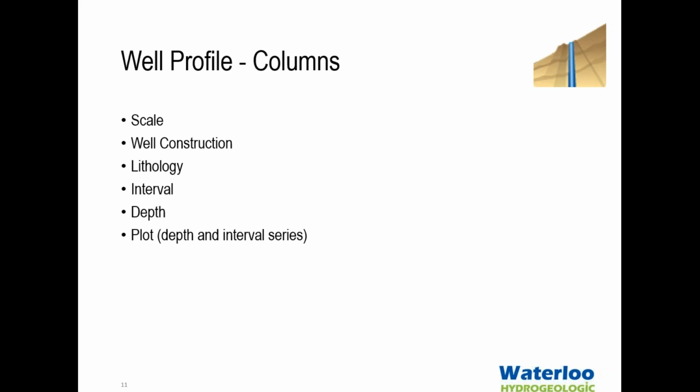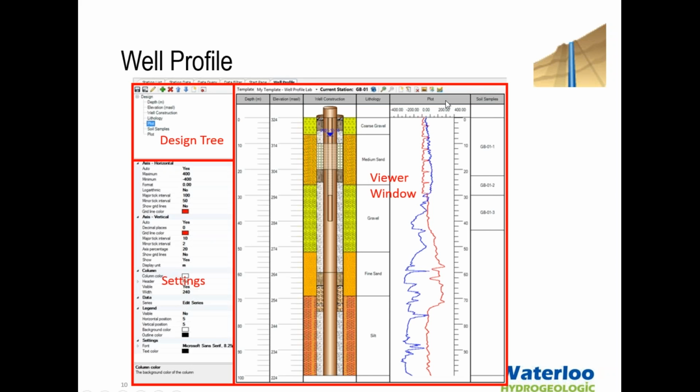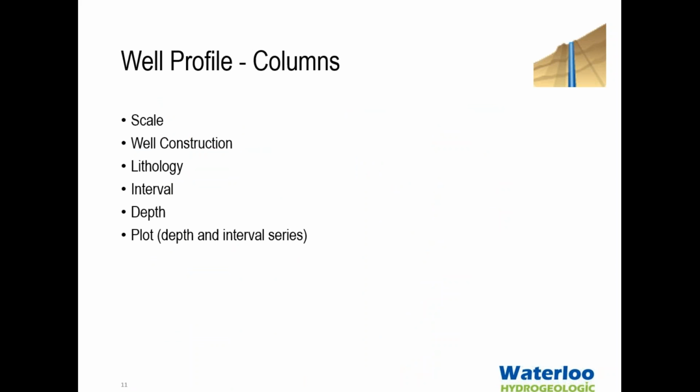And then finally we have the plot column. This is going to allow you to display either depth or interval series on the plot. So again, depending on what you're plotting, if it's a depth or an interval, you either need the from and the to with a value or the depth with a value to display it as a plot. And so we have an example here where you have the plot column. This is showing two different series at the same time. It's showing your resistivity values as well as your gamma values so that you can do some analysis side by side.